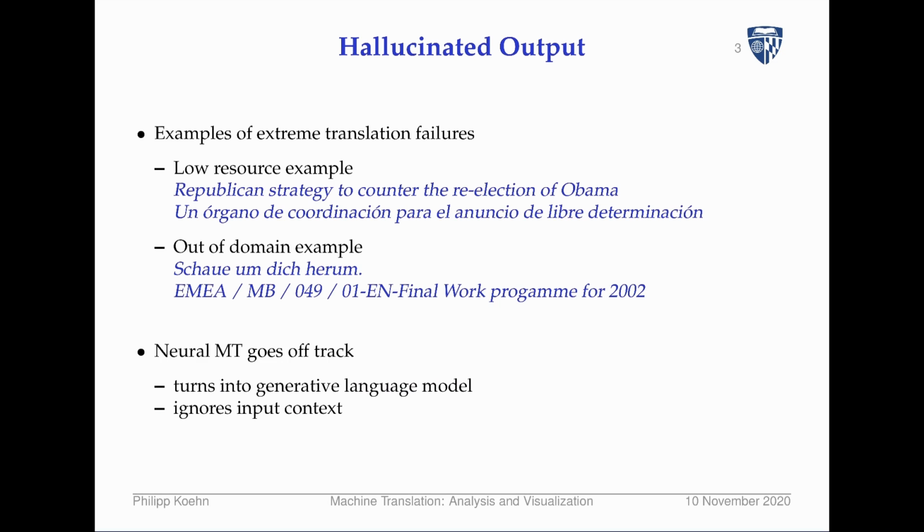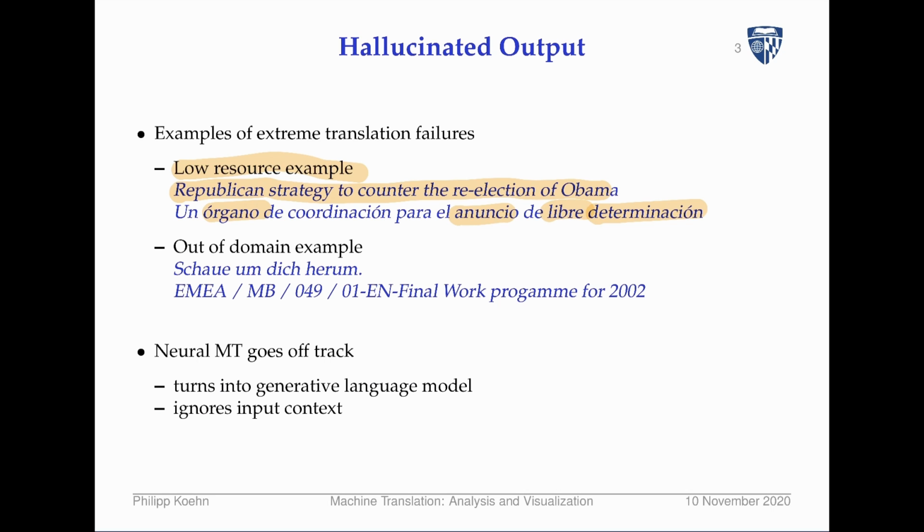Here's an example of hallucinated output. These are examples of extreme translation failure. In a previous lecture where we looked at challenges, we had this example of a low resource setting. We trained a machine translation system, here an English-Spanish system, on an insufficient amount of training data. And so the sentence, the Republican strategy to counter the re-election of Obama, was translated into something that just has nothing to do with the input. Even if you don't know Spanish, you see words like organ, announcement, free determination. None of this has very much to do with the input.